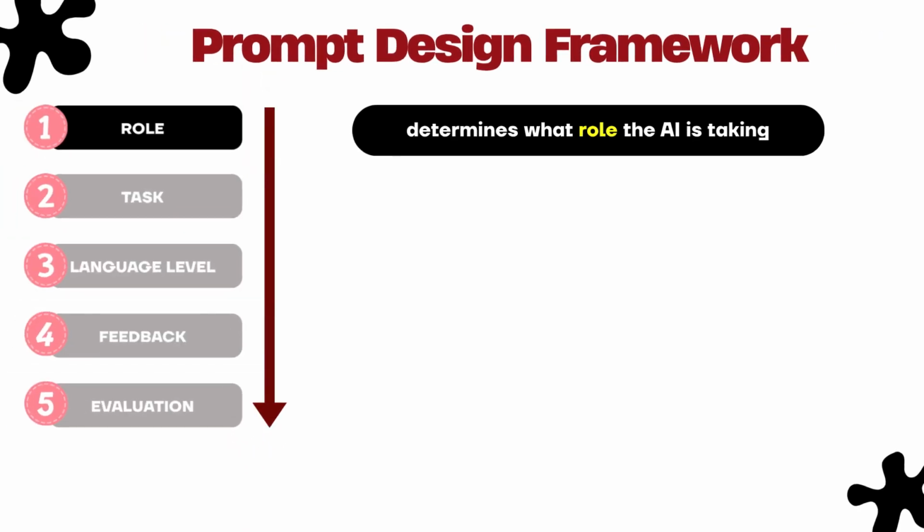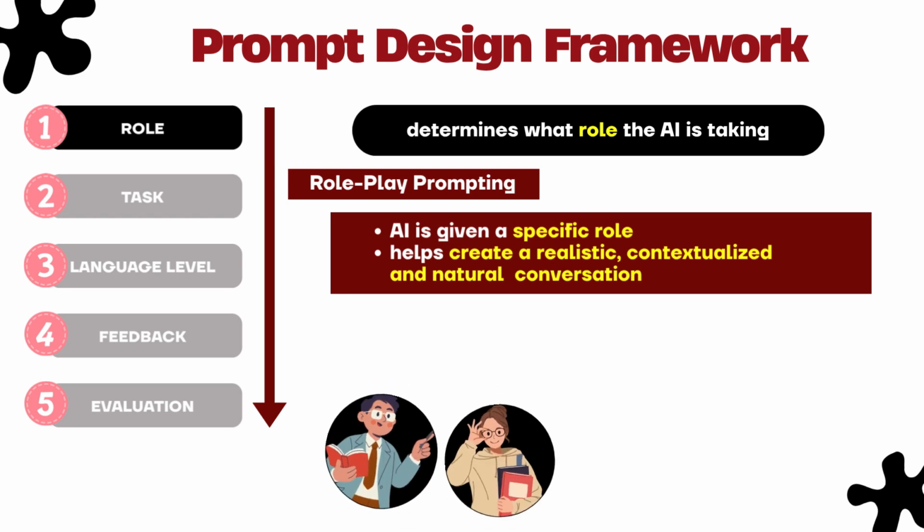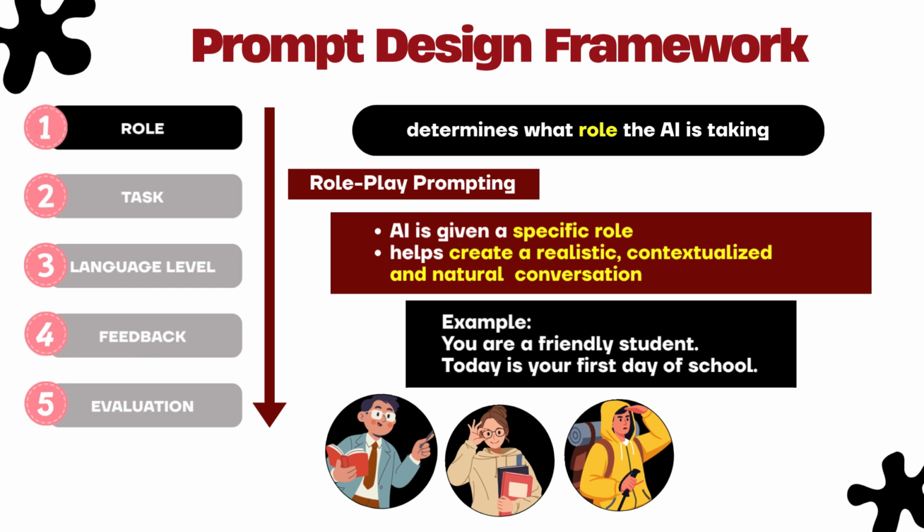The first step is to determine what role the AI is taking. For this step, we can use the role-play prompting technique. Here, we assign the AI a specific role, such as a teacher, student, or even a tourist. This helps the AI create more realistic, contextualized, and natural conversations during the role-play interaction. For example, your prompt may sound like this. You are a friendly student. Today is your first day of school. By clearly defining the AI's role and situation, the interaction becomes more focused and meaningful for learners.